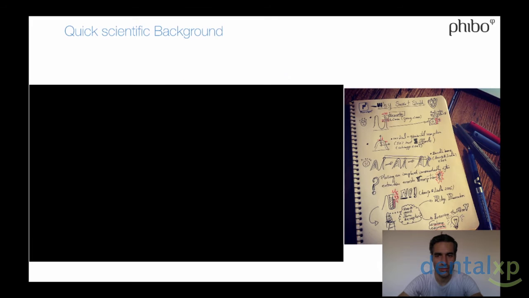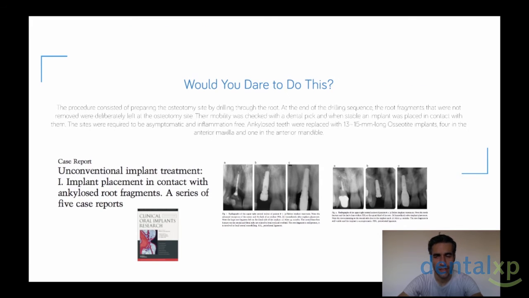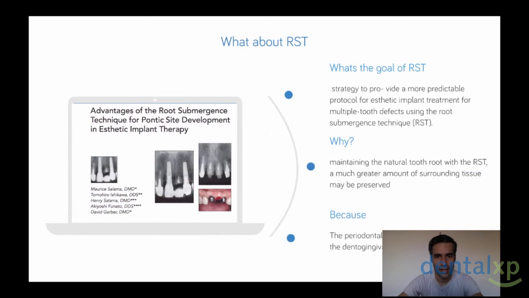So that's why we are going to lose all the volume that is related with the teeth. So some guys tried to place implants. This is David Parnate placing implants over roots, the ankylosed roots, and others like Maurice Salama started performing pontics over roots that were submerged. The root submerged technique is a very popular technique, and it was published in 2007.